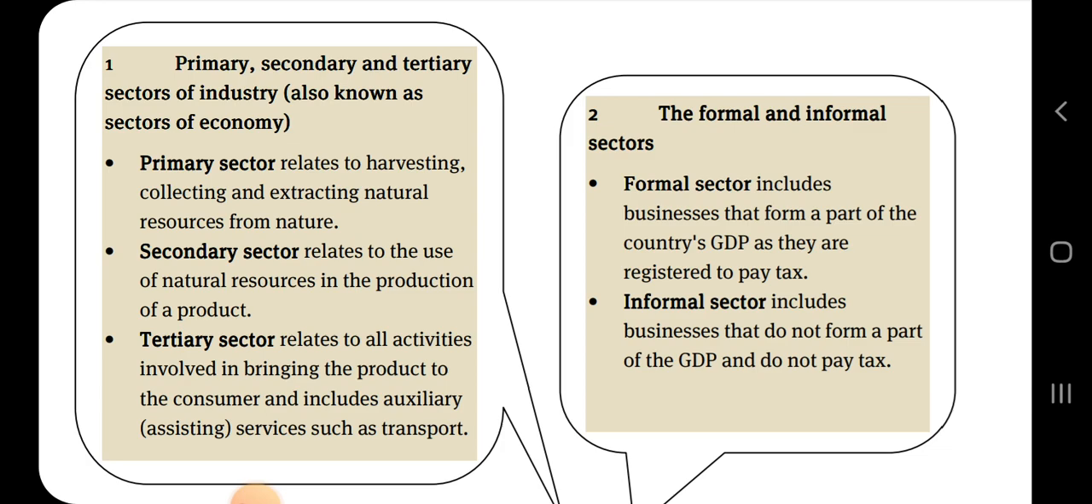These three sectors in the economy can either be formal or informal. So a formal sector includes businesses that form a part of the country's GDP as they are registered to pay tax. So everybody who is registered is paying their tax, and they contribute to the gross domestic product of that country. We did that in economics term 1. I hope you still remember your work.